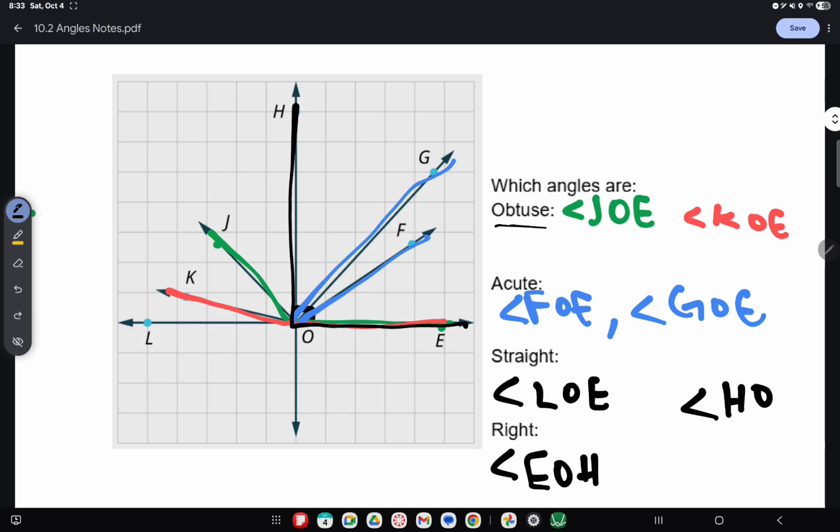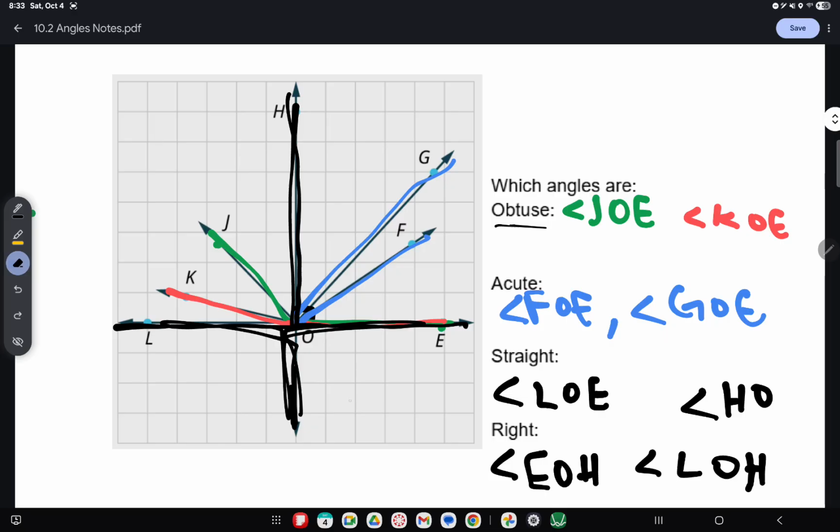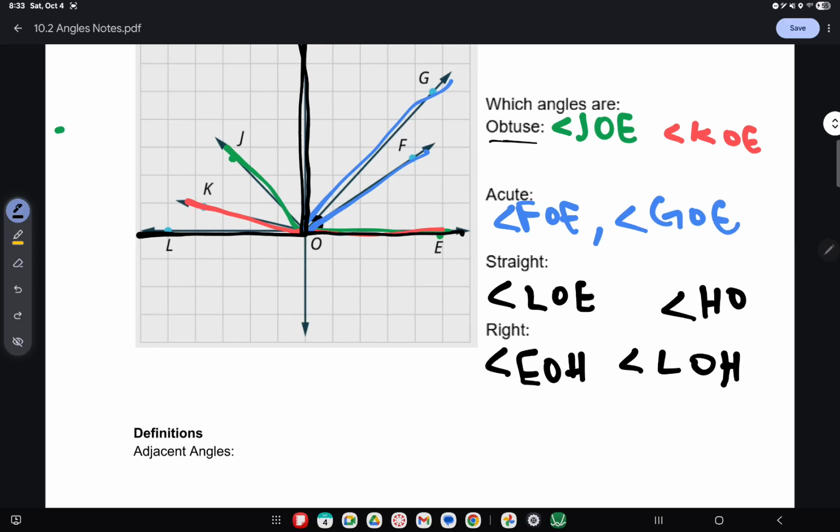E-O-H. I could also do the other one here and say angle L-O-H. That works as well. I don't have a point down here to be able to do these two, so I could make a point up there. But I think having two examples of each is good enough.